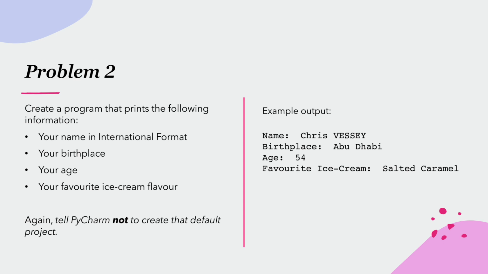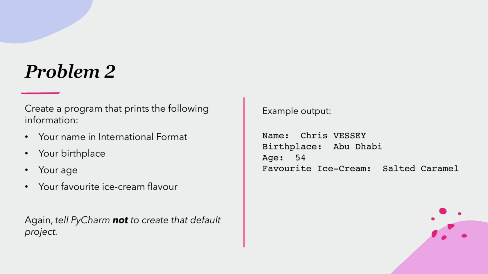Then we're going to list your birthplace, then your age, and finally your favorite ice cream flavor. Now, I realize some of this is personal information, and we're not going to ask you to submit it or send it anywhere, so you're not actually going to be exposing your information to anyone. So you don't need to worry about that. Again, we're going to tell PyCharm not to create that default project with code included. We're going to turn that option off and just make a project that has no code in it. We'll write all of our own.